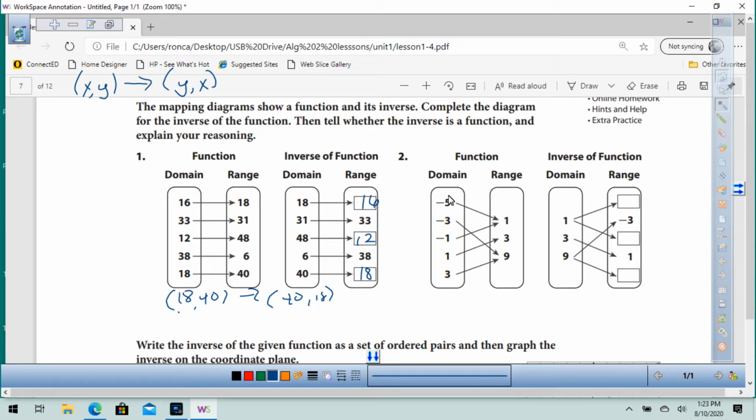Now let's try it this way. Negative 5 becomes 1, so 1 becomes negative 5. Negative 3 becomes 9, so 9 becomes negative 3. Negative 1 becomes 1, so 1 becomes negative 1. 1 becomes 3, so 3 becomes 1. 3 becomes 9, so 9 becomes 3. And there you go.